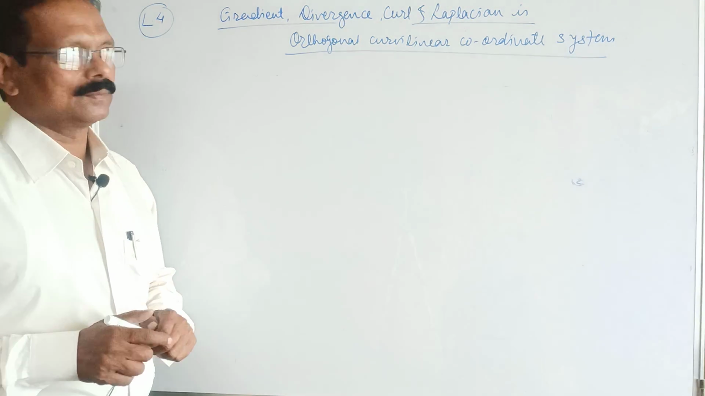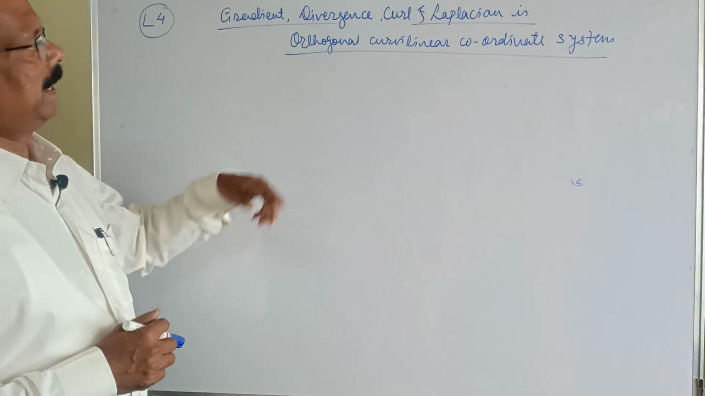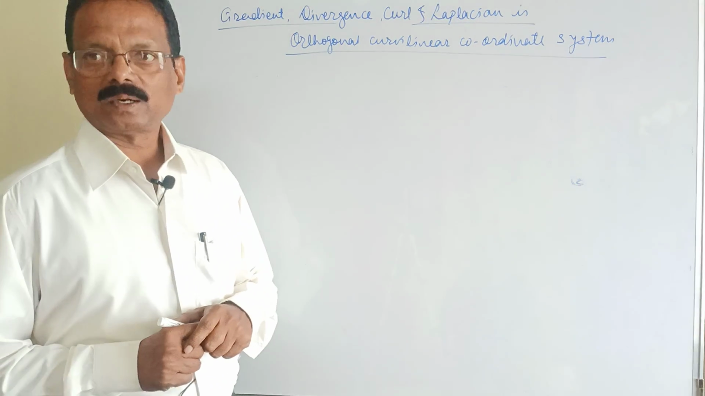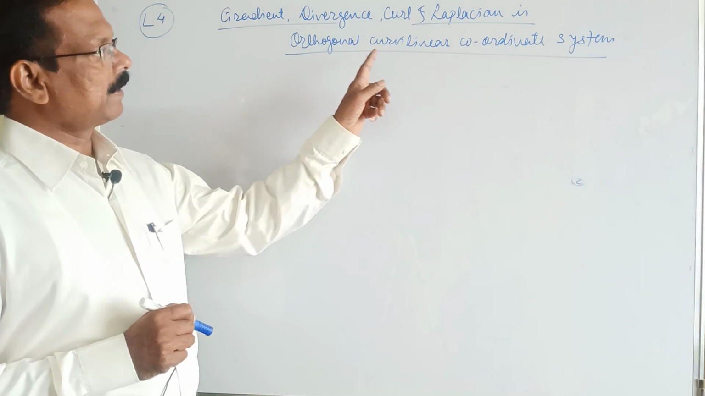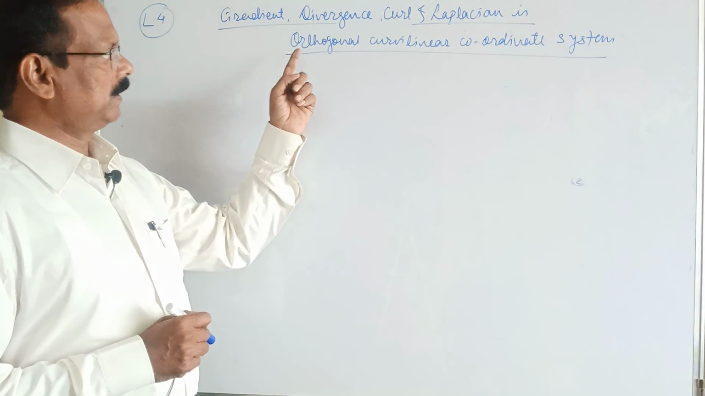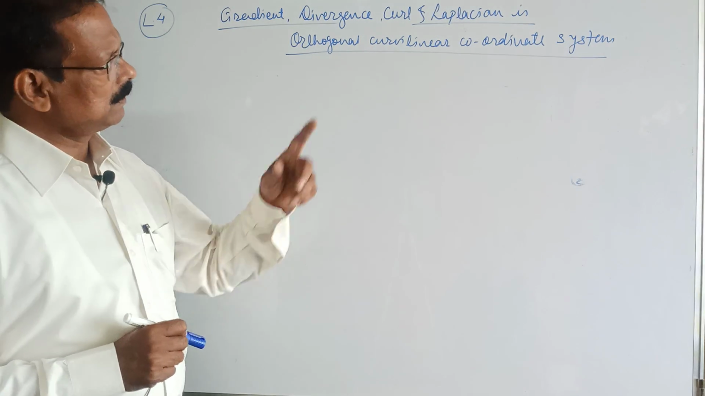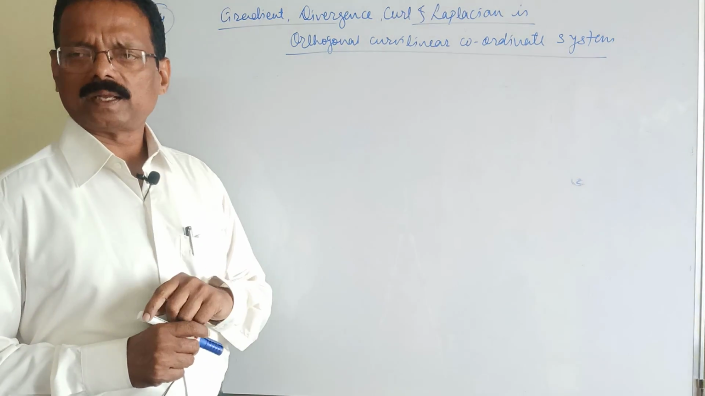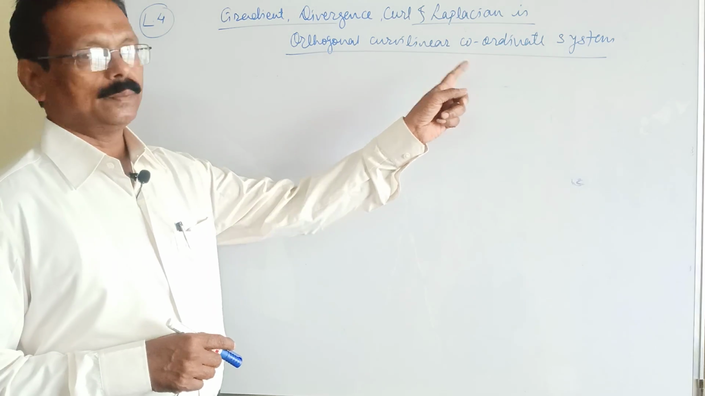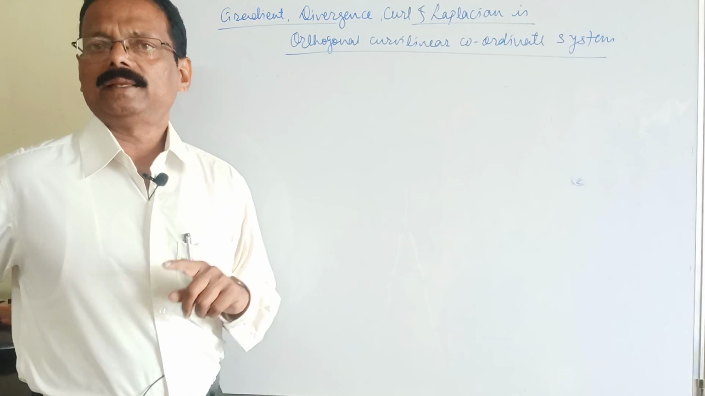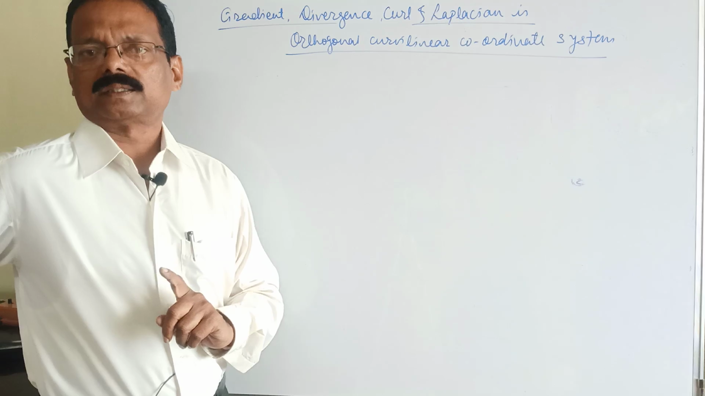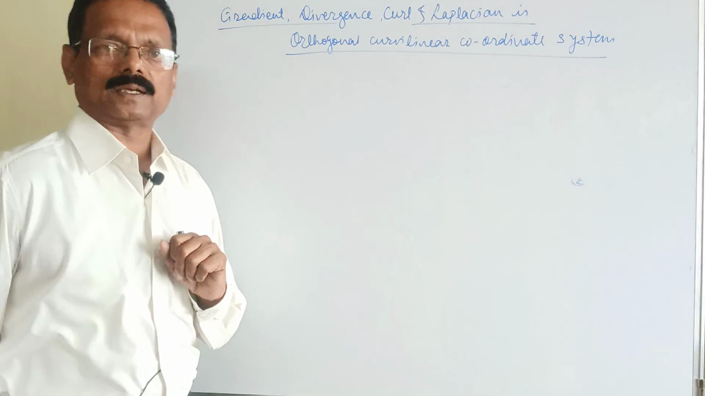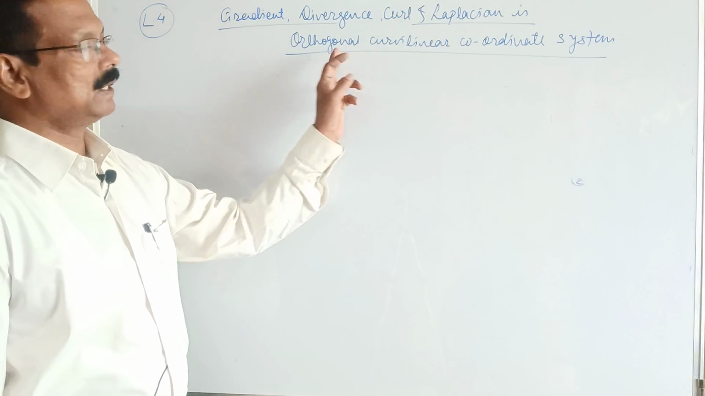Good morning, everybody. Today's article is gradient, divergence, curl, and Laplacian operator in orthogonal curvilinear coordinate system. Now, this word is new: orthogonal. Which curvilinear coordinate system is said to be orthogonal? A curvilinear coordinate system is said to be orthogonal if the tangents to the coordinate curves at the point of intersection are mutually perpendicular to each other.